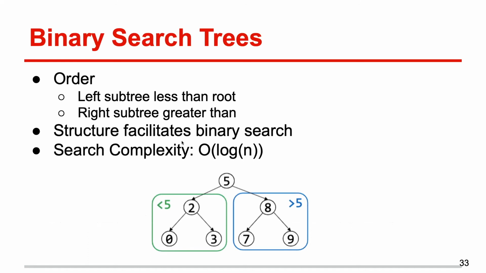So this structure is pretty good for facilitating binary search because you can think of this as like a decision tree, right? You start at each node and then you can just make a decision on where to move based on your comparison. And so as long as this is balanced, the height of this tree will essentially just be log n, where n is the number of nodes. And so your search complexity will also run in O(log n).